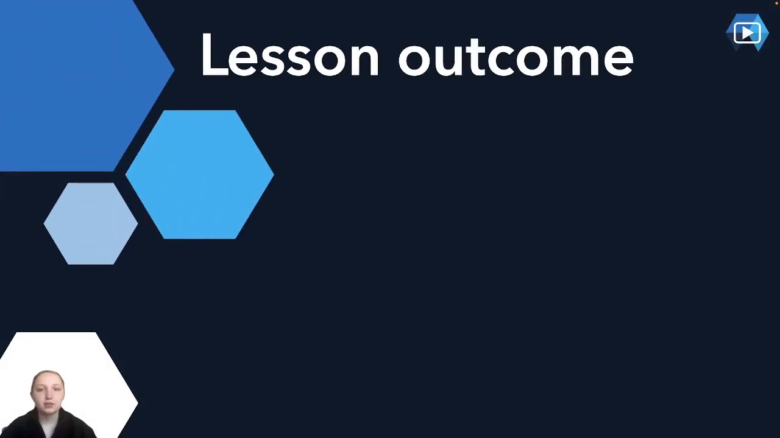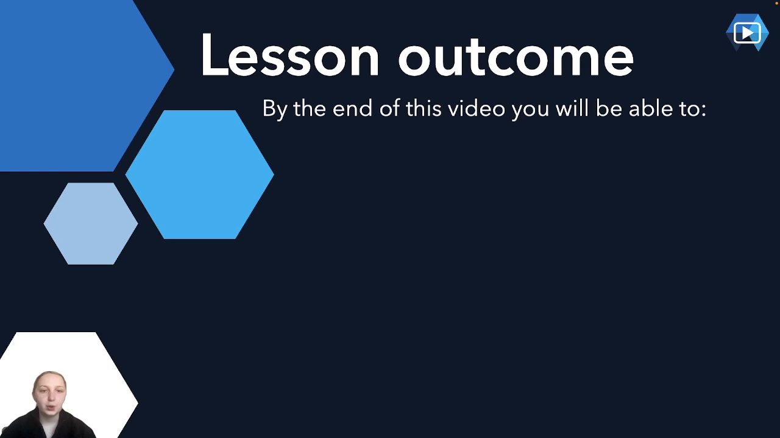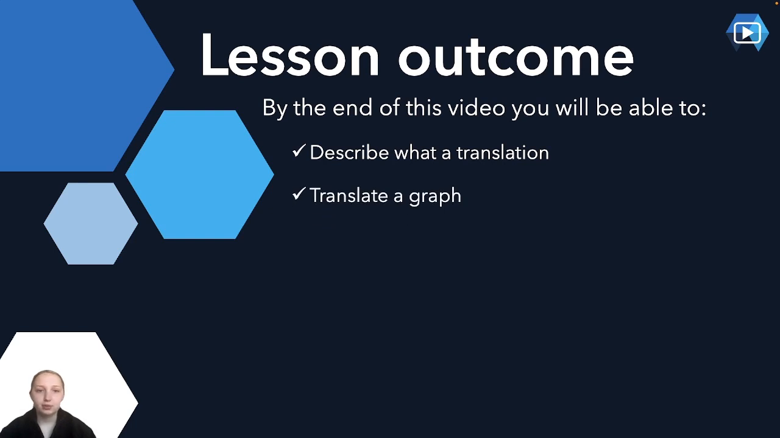As part of this lesson on function transformations, we have a few lesson outcomes. So by the end of this video, you'll be able to describe what a translation is, including vertical and horizontal translations, and you'll be able to recognize where a translation exists in the equation of a graph. And then you'll be able to perform the translation of a graph.